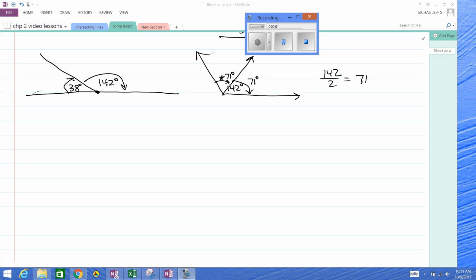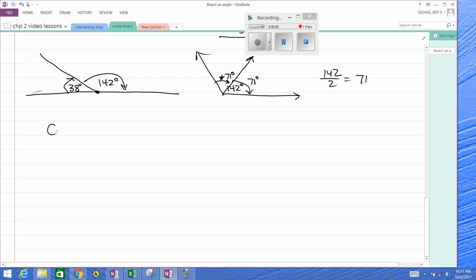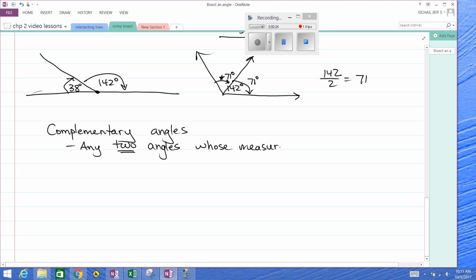Okay, so the next video I want to put together is hopefully quick. I want to talk about a special situation of complementary angles. So real fast with that, complementary angles is really any two angles whose measures add to 90 degrees.